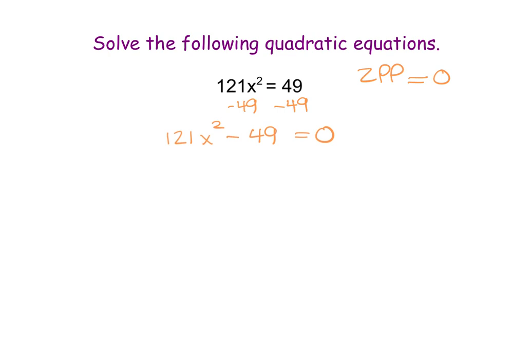Now from here I can see that my a and my c value are perfect squares, so the square root of 121x squared is equal to 11x. The square root of 49 is equal to 7. So I can tell that this is a difference of squares because we have a middle term of 0x and then perfect squares for a and c with a subtraction in between. So I now know that I can jump straight into my factored form, which in this case is 11x and 11x, and then 7 and 7.